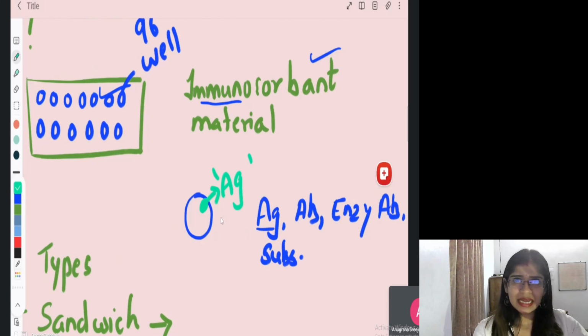Okay, so if we kill the antigen, then that organism becomes non-infectious. Understood? So that is the meaning of antigen. Antigen is present where? In the microorganism. Okay. What is antibody, guys?